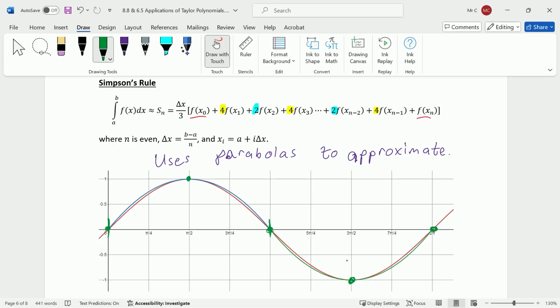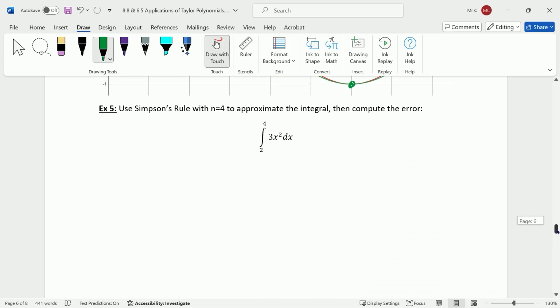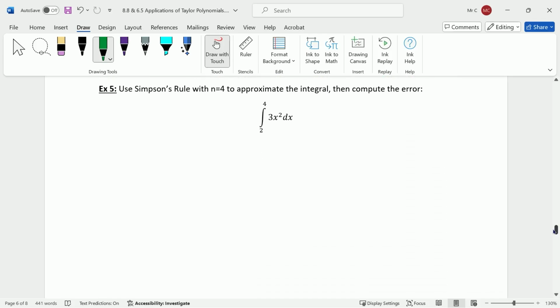So anyways, you do a whole bunch of mumbo jumbo and out pops this formula. So we're going to go ahead and take a look at this formula and apply it to the same problem we were looking at before. So use Simpson's rule with n equals 4 to approximate the integral and then compute the error. So S sub 4 should look like delta x over 3.